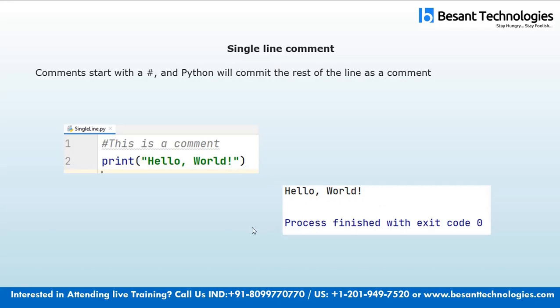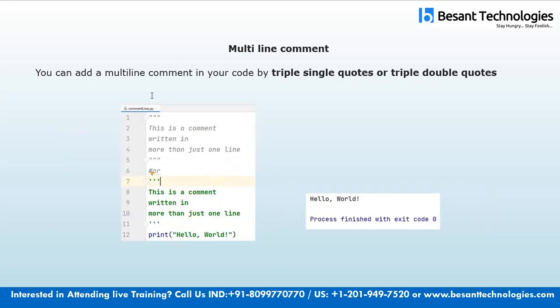And multi-line comment. You can add a multi-line comment in your code by triple single quotes or triple double quotes. So here I have used what? Triple double quotes. So these three lines will not be executed. And if you want to use triple single quotes, you can. That is also valid.